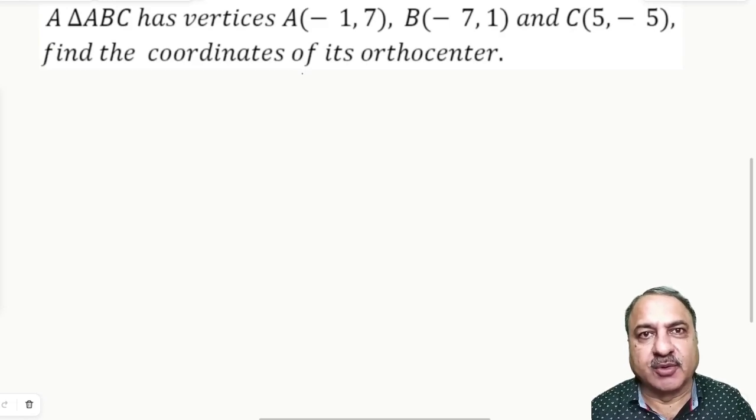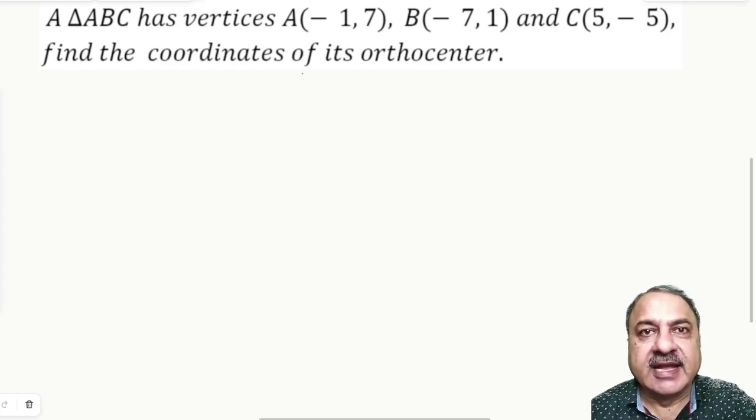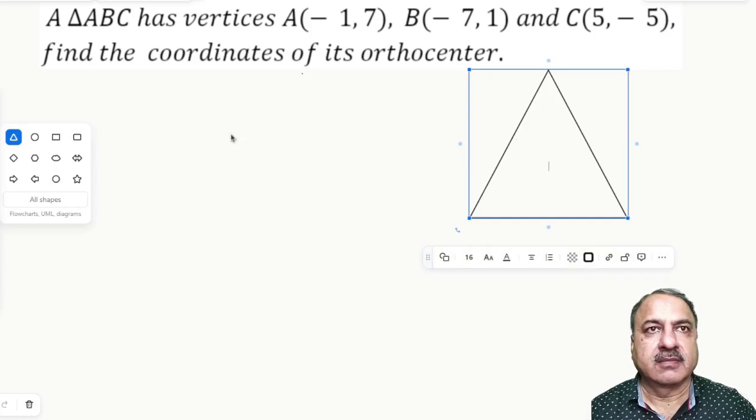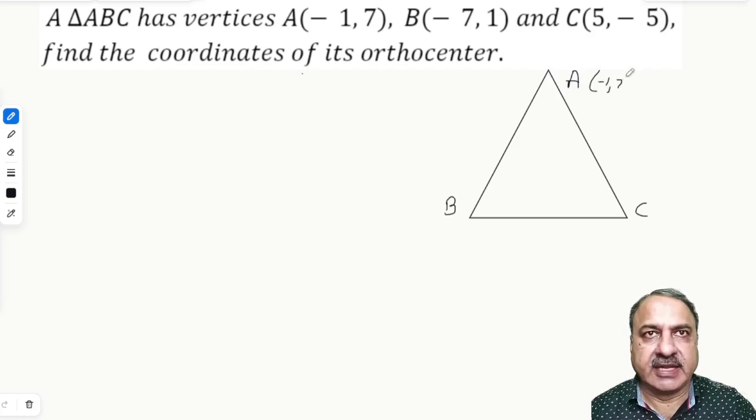The problem is on the board. In this problem we are given a triangle ABC. The coordinates are given to us and we have to find its orthocenter. Orthocenter is the point of intersection of its altitudes. Let me draw the triangle and the altitudes first. A, B and C. A is (-1, 7), B is (-7, 1), C is (5, -5).